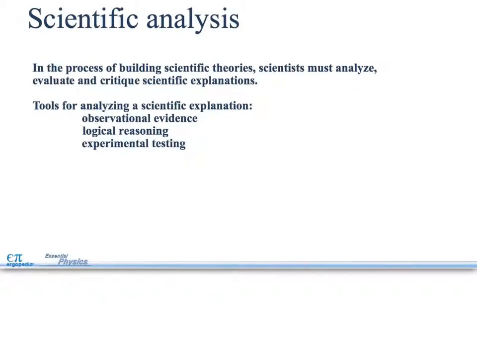Scientific analysis. In the process of building scientific theories, scientists must analyze, evaluate, and critique scientific explanations. Several tools for this. The tools for analyzing a scientific explanation. Observational evidence, as you observe things working in the world. This is big with psychology. They make observations and human studies and things like that. Logical reasoning. You can make the logical leap. If you do a small experiment in a lab, you can make a logical leap to a larger sized experiment that you can't hold in a lab. Experimental testing, and this is the basic one they mostly do, is they do testing over and over and over again in a laboratory.